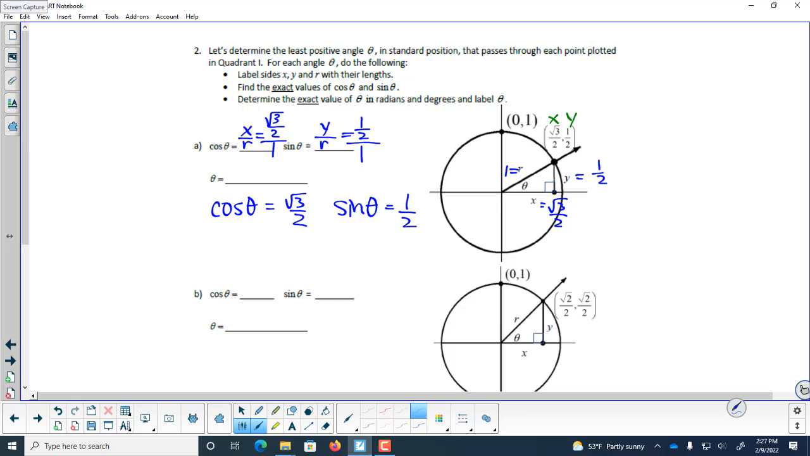Okay, so in this part A, you should get cosine of that angle is root 3 over 2, sine is 1/2. So if you looked in that table on page 2, what angle has a cosine of root 3 over 2 and a sine of 1/2? You need to look back at your table.